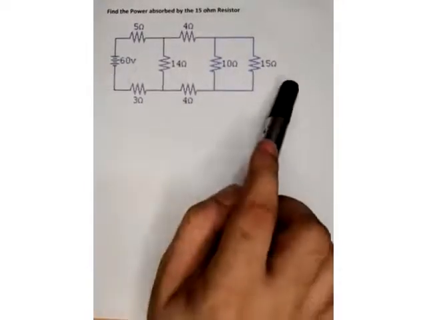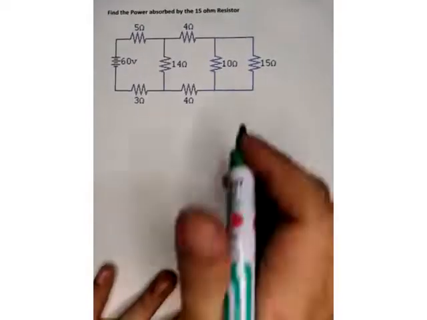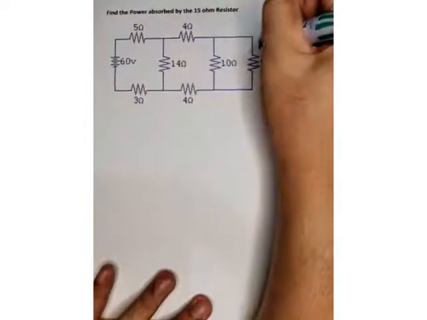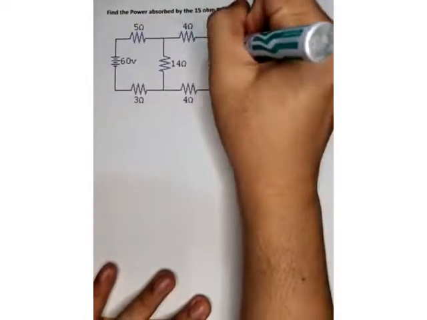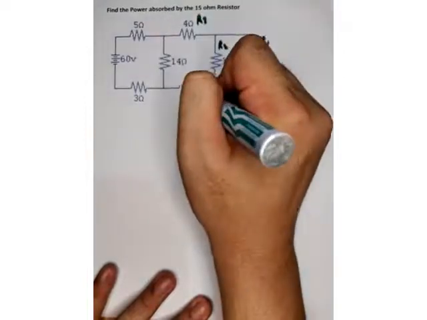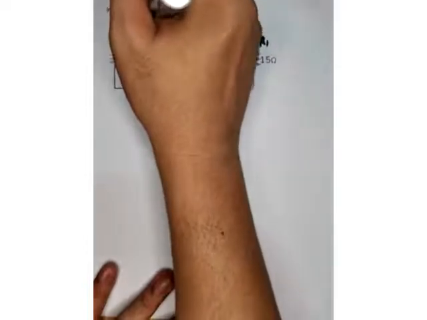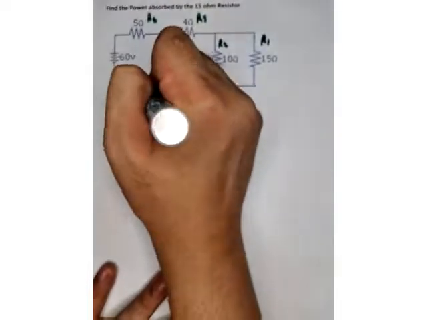So, in this case, the 15 ohms. Okay, but let's label the resistors. So, this is R1, R2, R3, R4, R5, R6, and then R7.